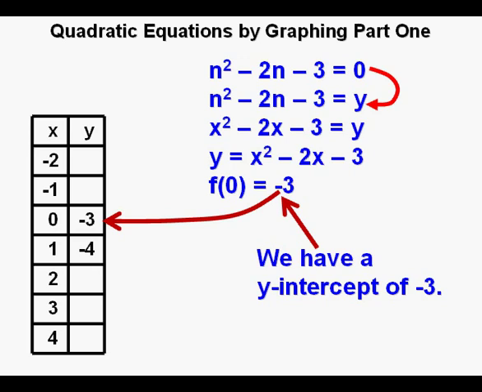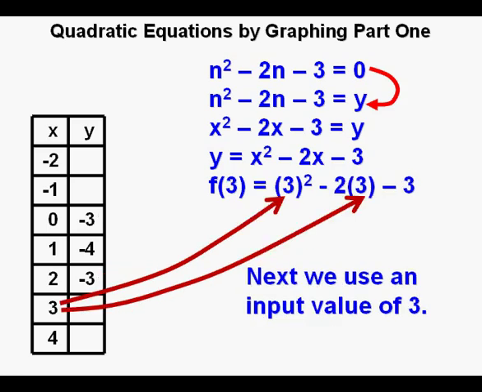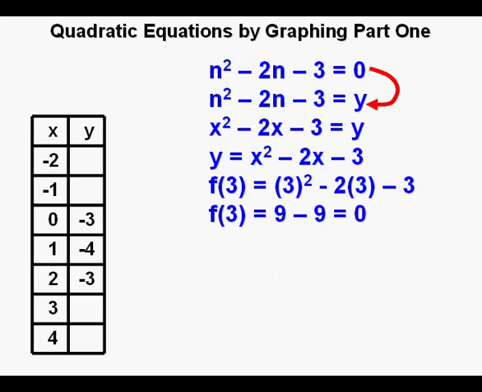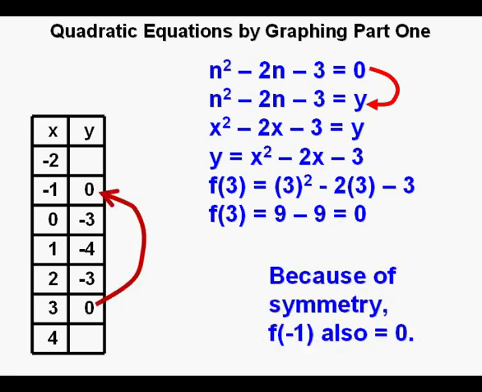And because of symmetry, the input value on the other side of 1 will also have to have an output of negative 3. Next, we'll try an input value of 3, and working it all out, we have 9 minus 9 equals 0. And so 0 goes next to the 3 in the table on the right side. And because of symmetry, the output value for an input value of -1 is also 0.